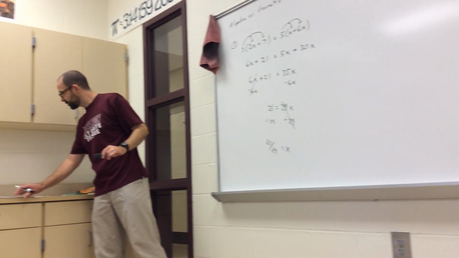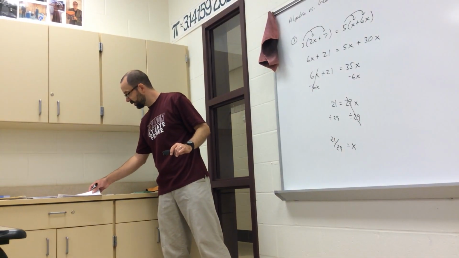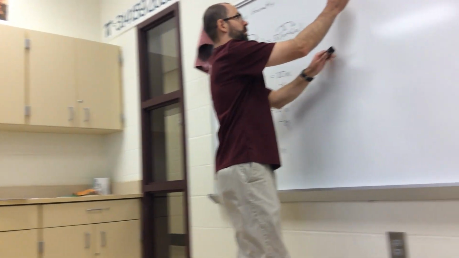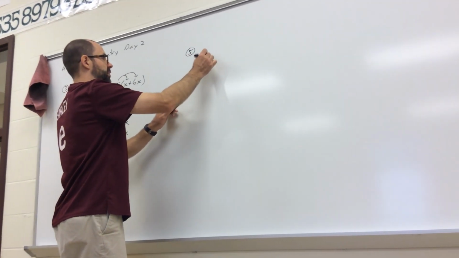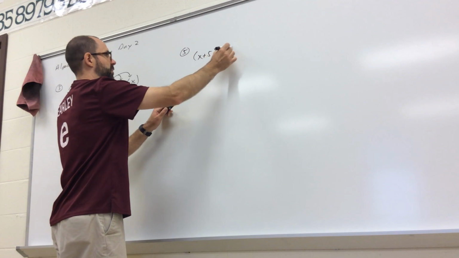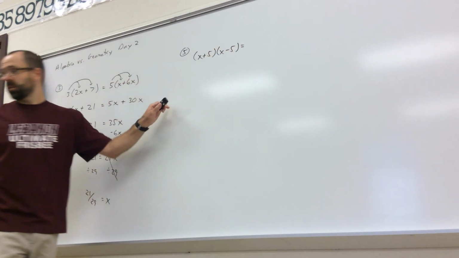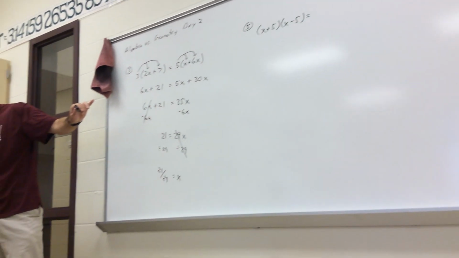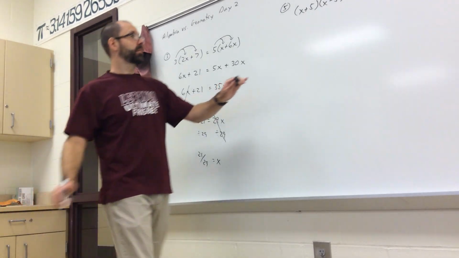Okay. Next one I'd like to do is number 5. So number 5 is x plus 5, x minus 5 equals 39.